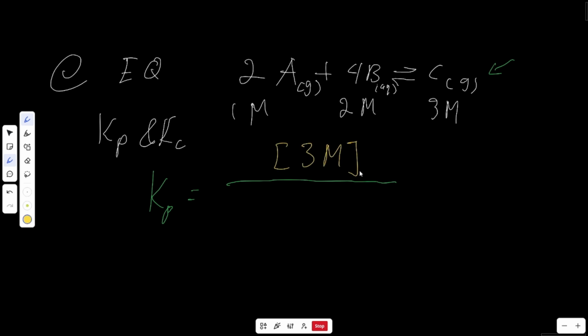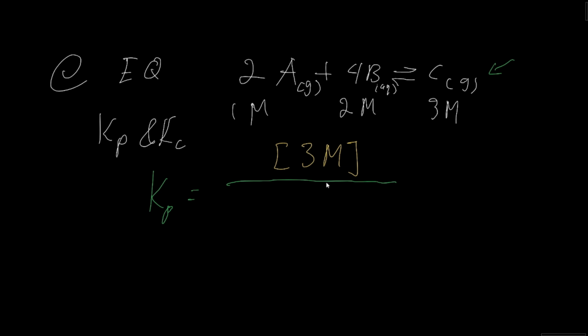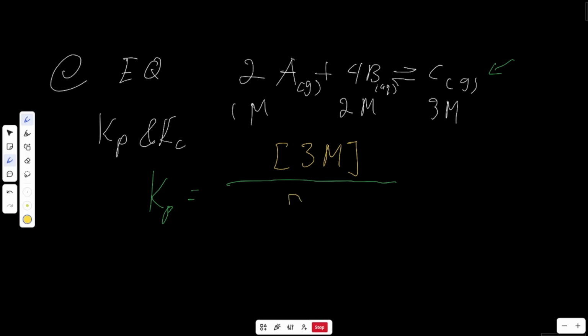3M. Now how about on the left side? What are our gaseous reactants? We have A, and the concentration of A is 1, so we'll have 1 molar to the power of 2 because of its coefficient. Now this would simplify to 3. So our Kp is greater than 1. That means it's product favored.